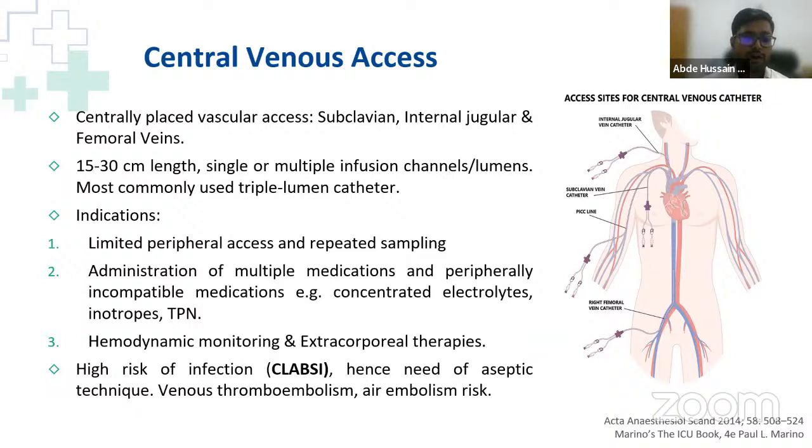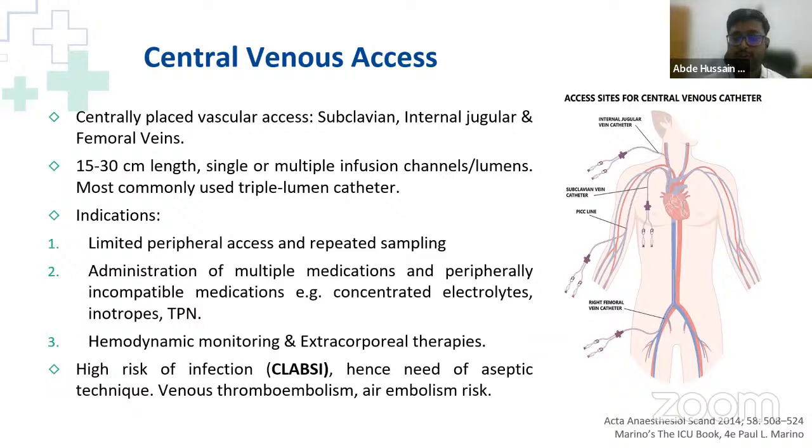Another thing that comes to mind with central venous access is that we require repeated sampling in ICUs. We need proper lab investigations, proper samples, and those mean repeated punctures. Then there is administration of multiple medications. ICU patients are on so many medications at a single time. They might be inotropes, sedatives, hypnotics, neuromuscular blockers, antibiotics, and peripheral vein access will not be sufficient.